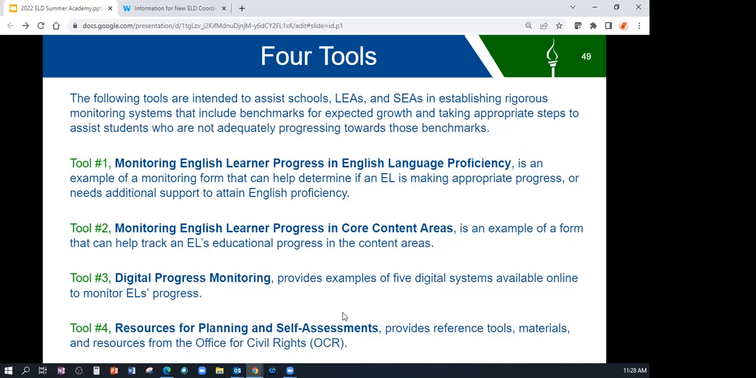There are 4 tools that go with this part of the toolkit. First one is monitoring progress. So it gives you a sample monitoring form that you can use. The second one is monitoring progress in core content areas. And again, it gives you an example form that you can use to track progress in content area classrooms. There are some digital monitoring tools that are available online that it gives you access to, and some resources for planning and self-assessments of your school district. These all come from the Office of Civil Rights. So those are there for you.